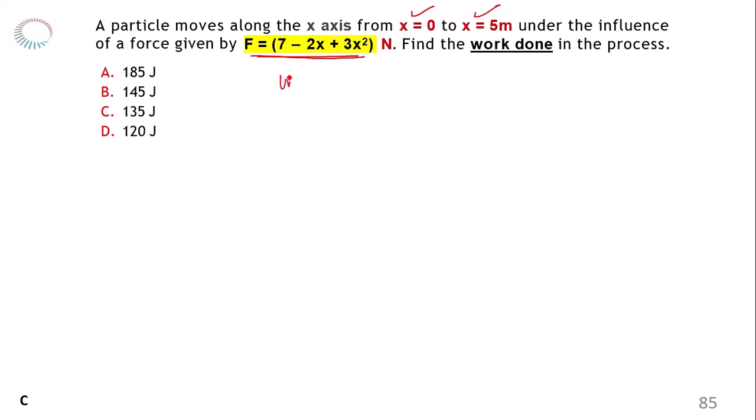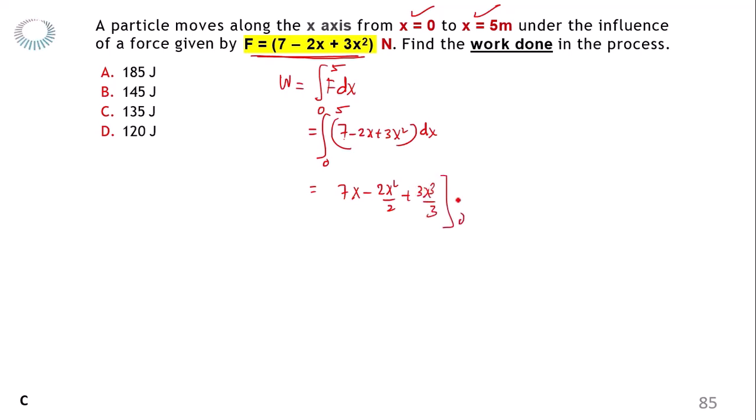So this is the work done to be calculated in variable force format. That means integration of F dx, and the limit will be 0 to 5. So the integral of 7 minus 2x plus 3x square, with limits from 0 to 5. It should be 7 into x minus 2 into x square by 2 plus 3 into x cube by 3, from 0 to 5. So ultimately 7 into 5 minus 5 square plus 5 cube.